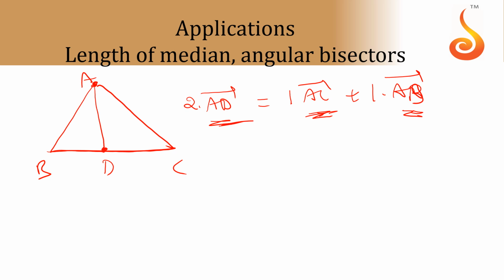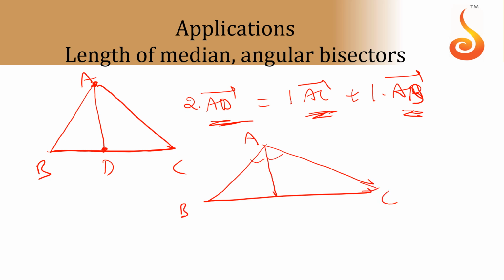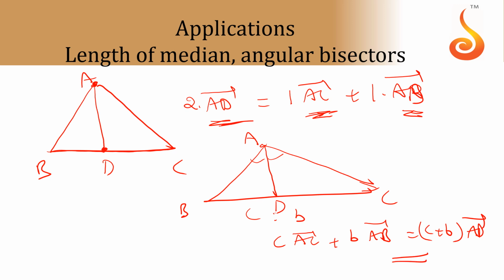Now suppose you want angular bisectors in triangle ABC. You know the angular bisector bisects the opposite side in the ratio of the other two sides. Then you know the ratio. Let A be the point. So can I write C into AC bar plus B into AB bar is equal to (C plus B) into AD bar? So try to apply that formula by taking any point as the base point. Here the base point I am taking as A.